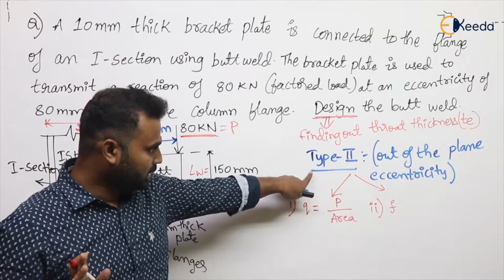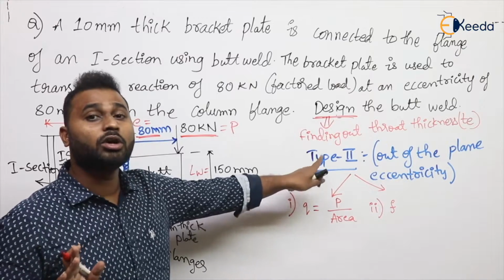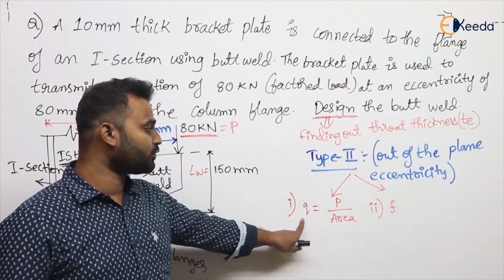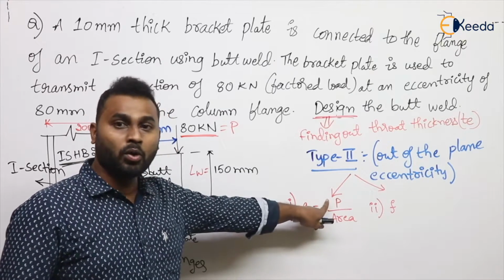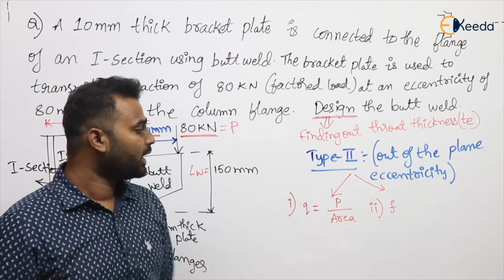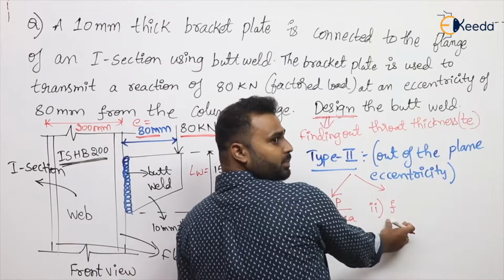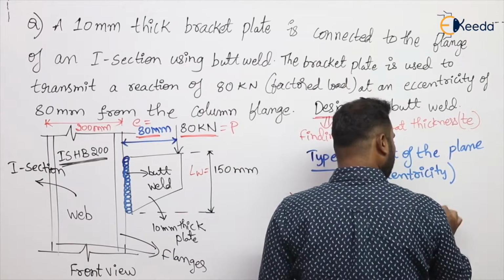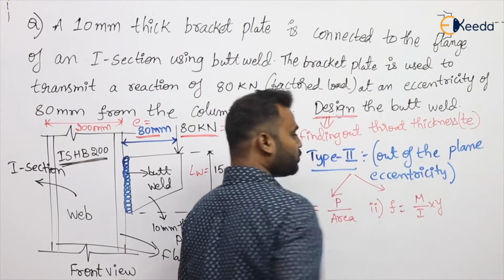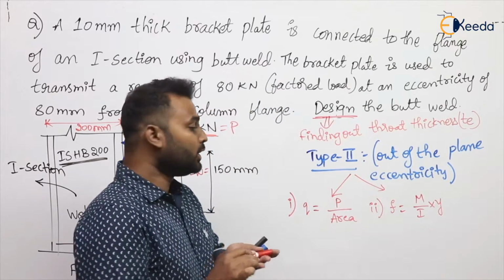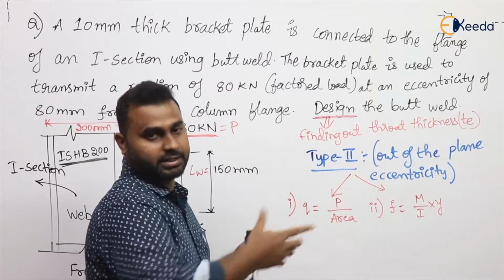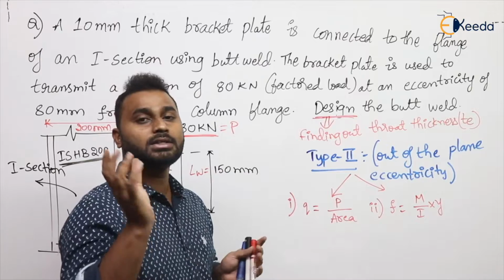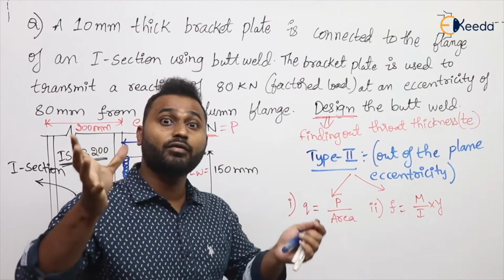So in this out of plane eccentric loaded connection, the weld group is subjected to direct shear Q, equal to load upon area of the weld, and bending normal stress F, equal to M upon I into Y. These are the two stresses. Now these two stresses have to be combined, and there exists an expression for the combination of the two stresses.